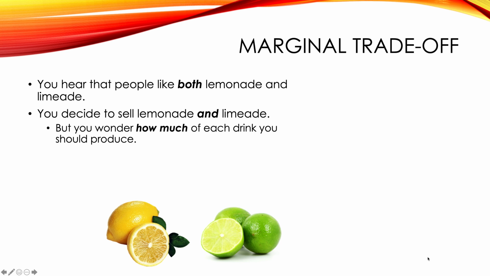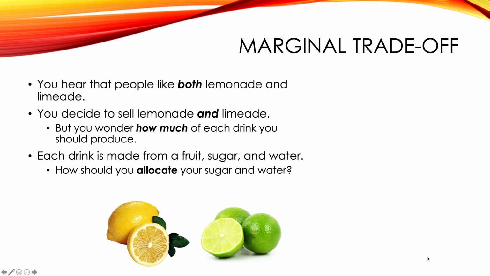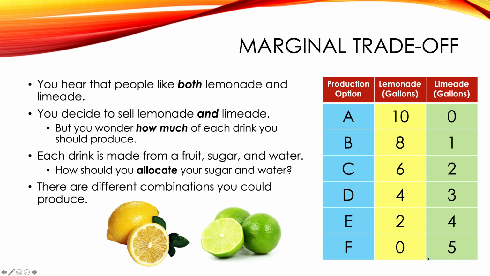Now, the good thing is these drinks share a few ingredients, right? They're each made from a fruit, sugar, water. But the question you have to answer is, how should you allocate your sugar and water, right? Allocate just means to distribute. How should you divvy up? So do you allocate your sugar and water more towards the production of lemonade or more towards the production of limeade? And of course, there are tons of different combinations of lemonade and limeade you could produce, but we're going to boil it down here to 6. Options A, B, C, D, E, and F.